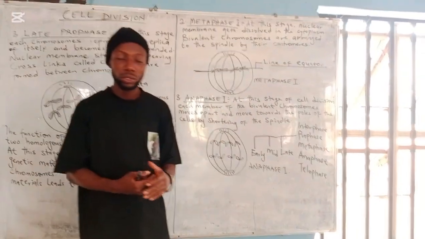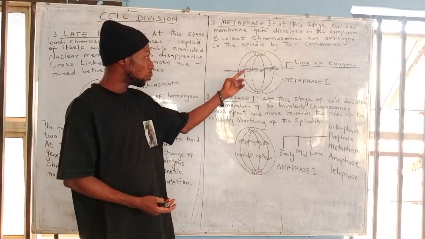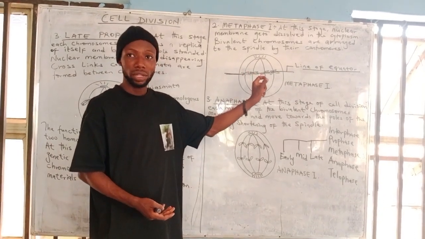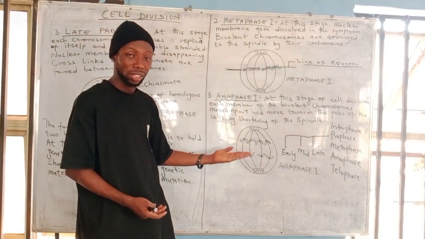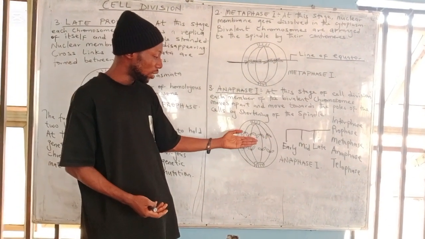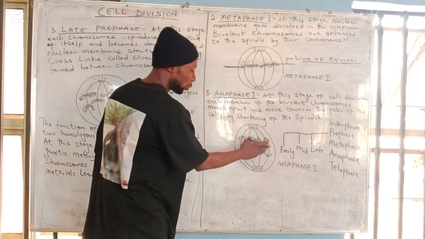At this stage of cell division, the centromere here will split into 2. The centromere here holds these chromosomes together. Okay, the centromere, which is located at the center, will split into 2, so that each of the chromosomes will start to move towards the opposite sides of the poles.